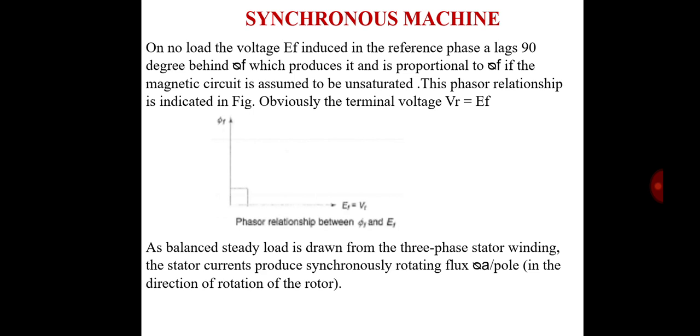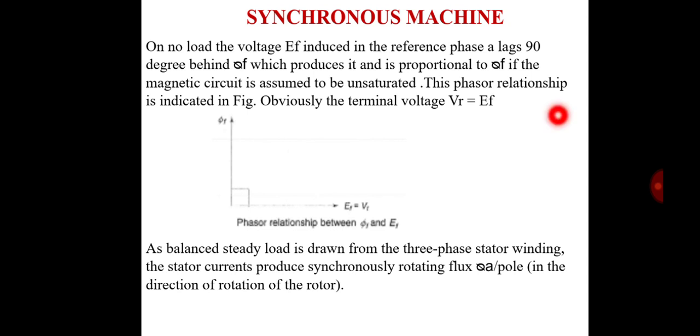If the magnetic circuit is assumed to be unsaturated, this phasor relationship is indicated in the figure. Obviously, the terminal voltage VT is equal to EF. Here we see EF as the reference, and 90 degrees behind EF, φF is represented. In the no load condition, terminal voltage VT is equal to EF.